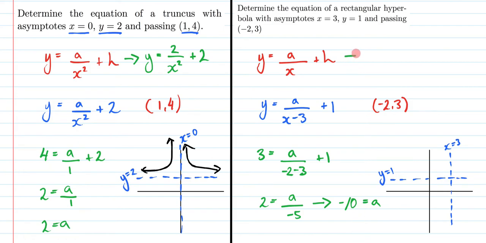Therefore, my final answer will be y equals negative 10 over x minus 3 plus 1. This negative tells me it's reflected in the x-axis, so it's actually, when I draw it, going to look something like this.